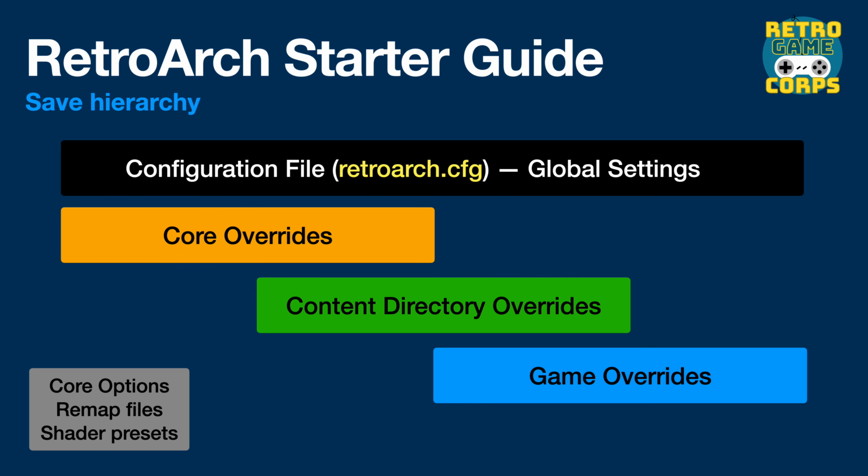Now, if we go back to my main slide showing all these different configuration files, you can see that underneath it, there are core overrides, content directory overrides, and game overrides. So let's talk about each of these, because they're pretty similar to these remap files we just talked about. Overrides have to do with any configuration you want to make that's not specific to RetroArch as a whole, if you want to do it just for a game or a content directory or a core.